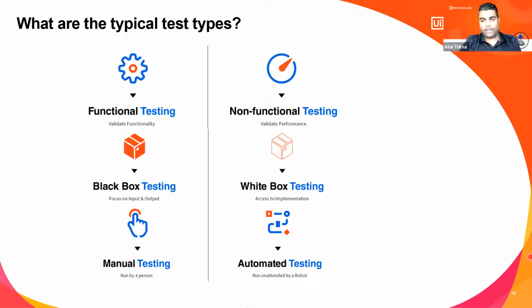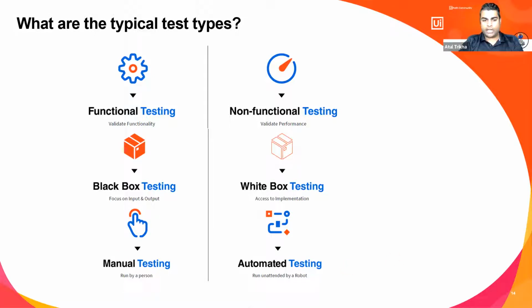Normally, when I'm saying tester, this white box testing is conducted by a developer, and it takes the unit and the integration testing. And then comes the manual testing and the automated testing. At first glance, manual testing is run by a person, and automated testing is something run by an unattended robot, right?